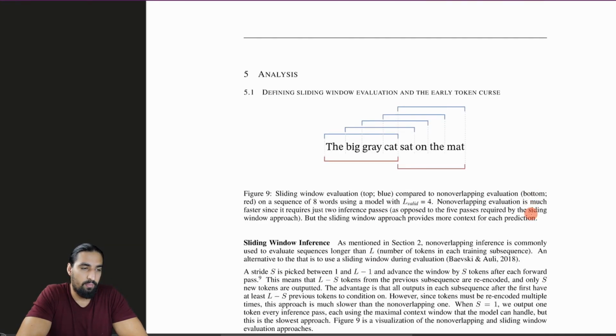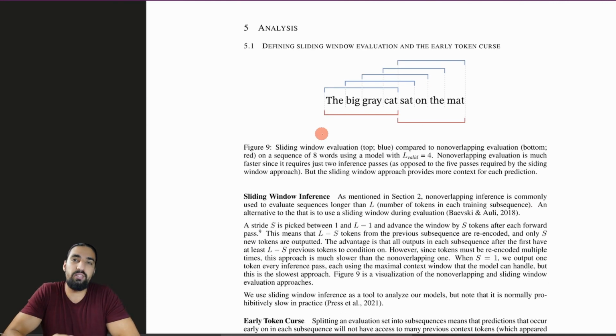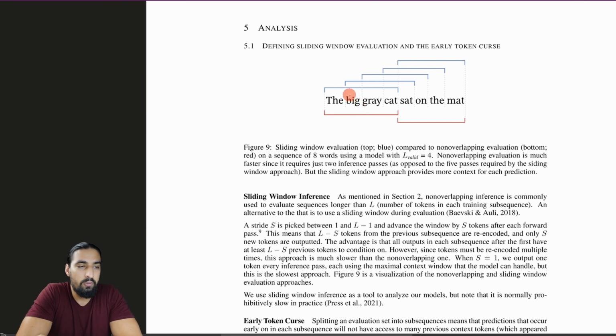Finally, they have some analysis for why these models are extrapolating that well. The thing I forgot to mention is how they are actually evaluating the perplexity. They were using this non-overlapping inference method, whereby you put all of these words in as the input to the transformer, and then when you're predicting big, the only context you have is the word the. When you're predicting gray, you have the big. And when you're predicting cat, you have the big gray cat. And then you move on to this other subsequence, sat on the mat. And again, on will only have as a context this word sat. The will have these 2 words, and mat will have the full context, the 3 words.